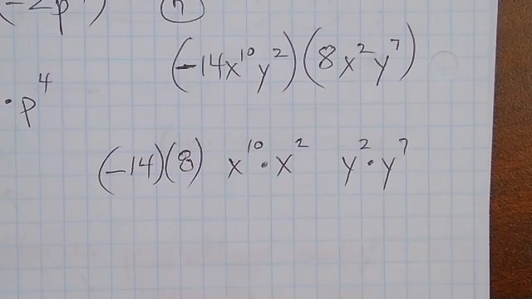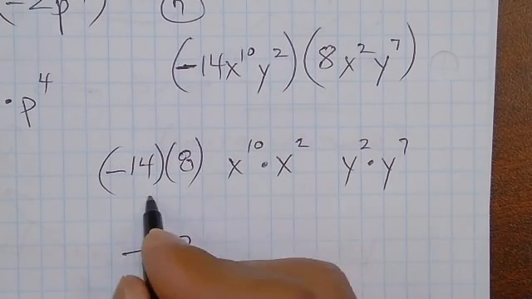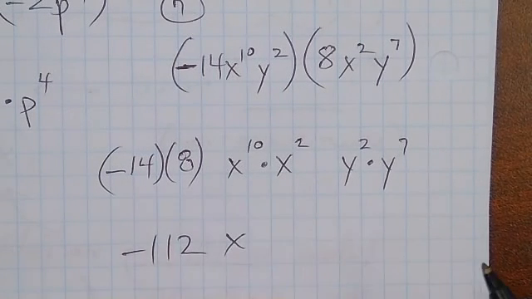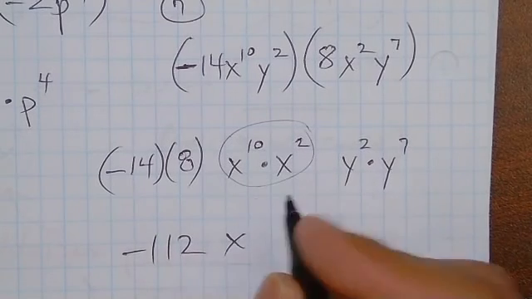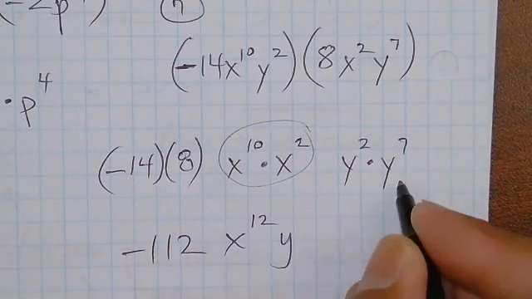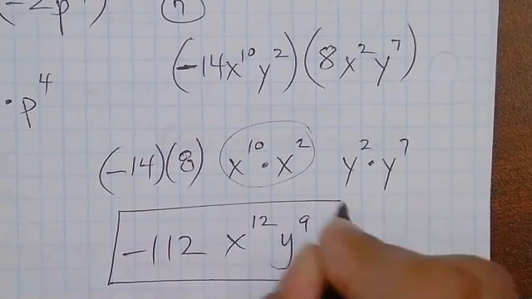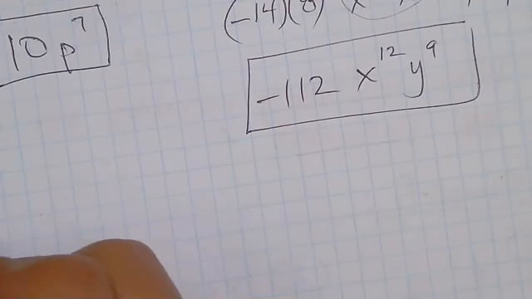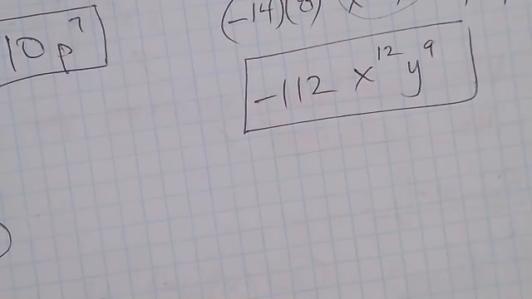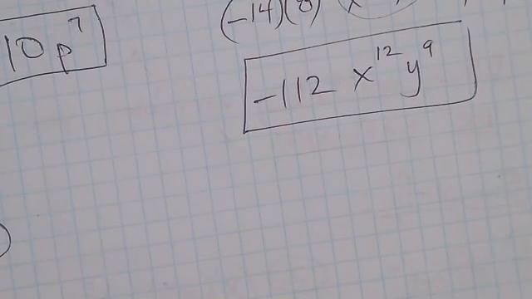Anybody get 14 times 8? Oh, but with the negative, yeah. Negative 112, yeah. x, remember, you add those, don't multiply them. 12 and y, 9. Fácil. Yeah, we learned it already. 2 more, 8.